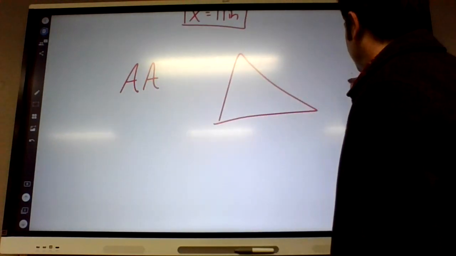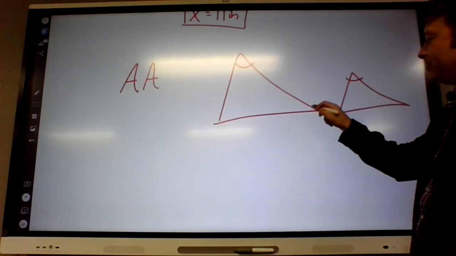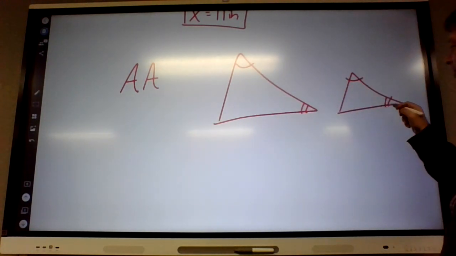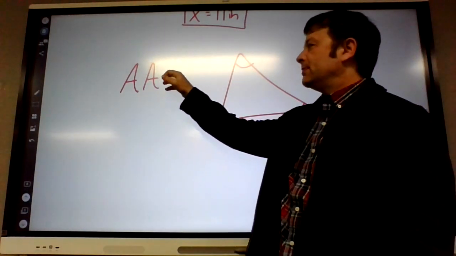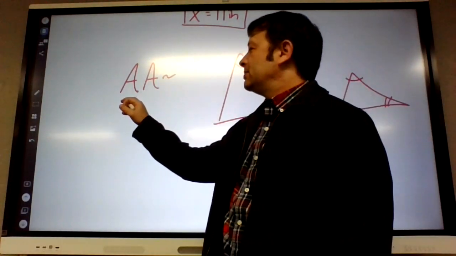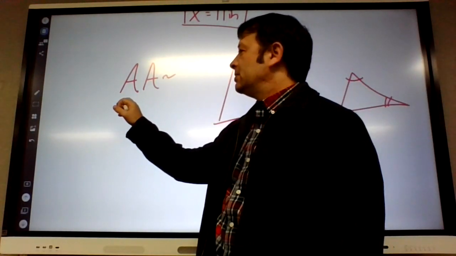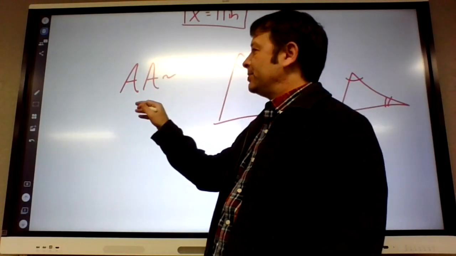So let's say we have these two triangles. If two pairs, that's one pair. This is two pairs. If two pairs of angles are congruent, then the triangles are similar by angle similarity. Okay, what was the other two ways? Angle side angle is not one of them. That was for the congruent triangles.